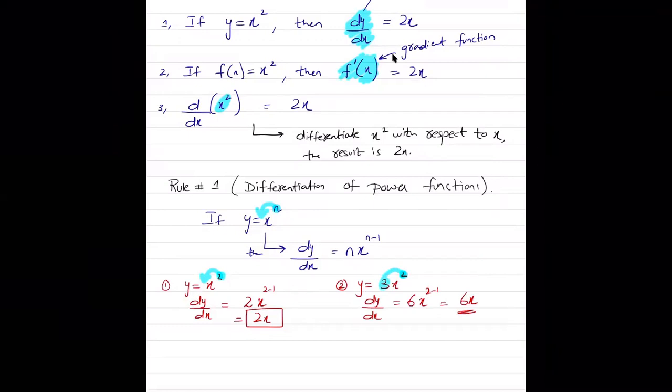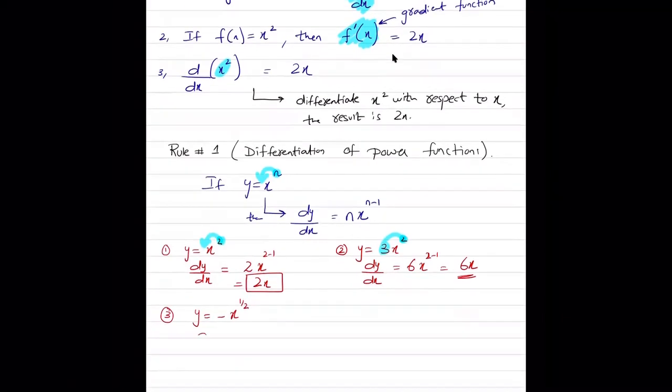Okay. What would happen with minus x to the power 1 upon 2? If this is a function, what is the derivative of this function going to be? Apply the same rule over here. Apply the same rule, please. The power will multiply by the coefficient.